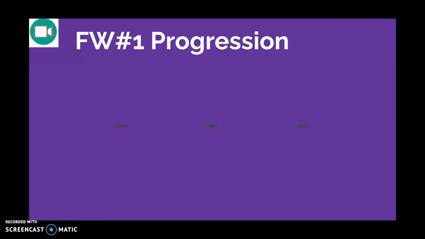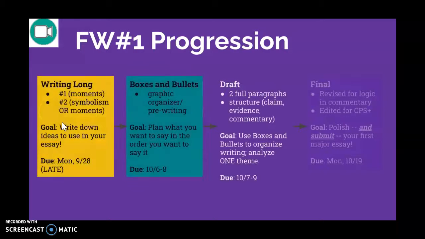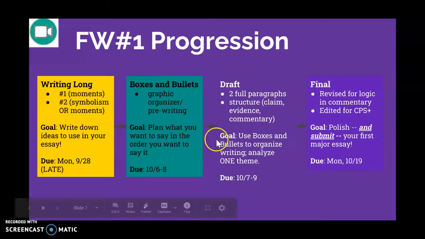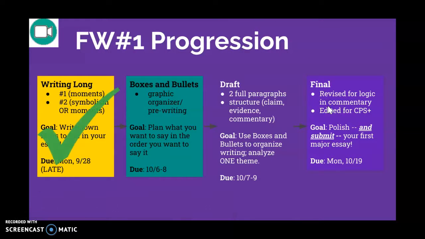Now remember, this is our formal writing number 1 progression so far, right? We have our writing long, then we move into our boxes and bullets. After our boxes and bullets is our draft, and after our draft is our final. We've already done our writing long, and at this point your boxes and bullets should be finished, which means that at this step, we are moving on to the draft.